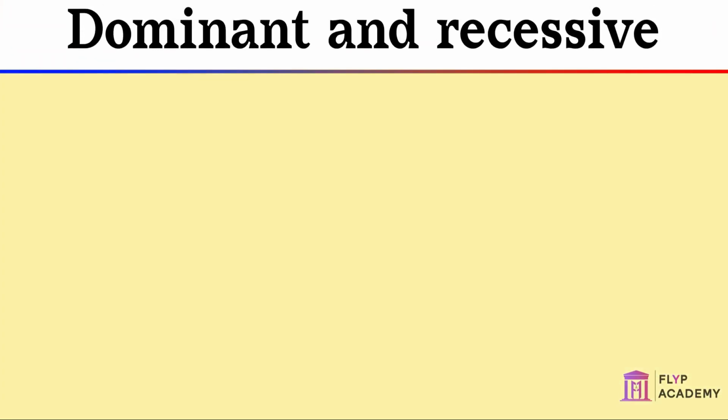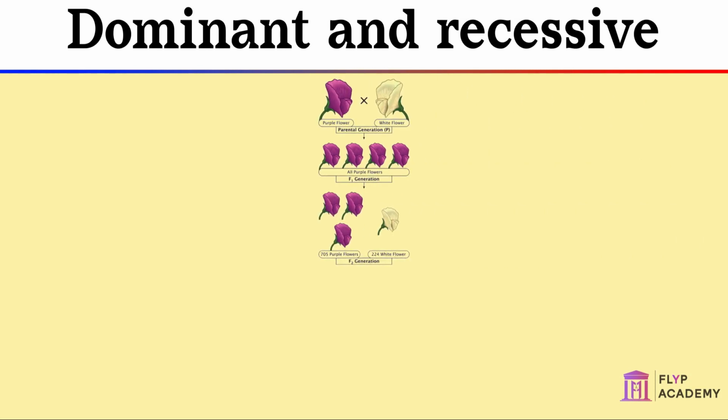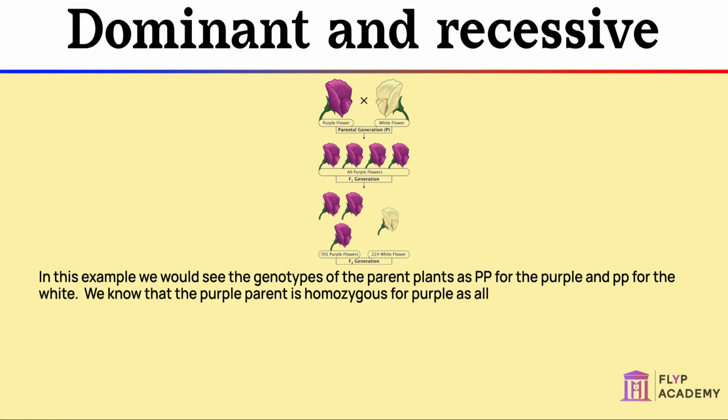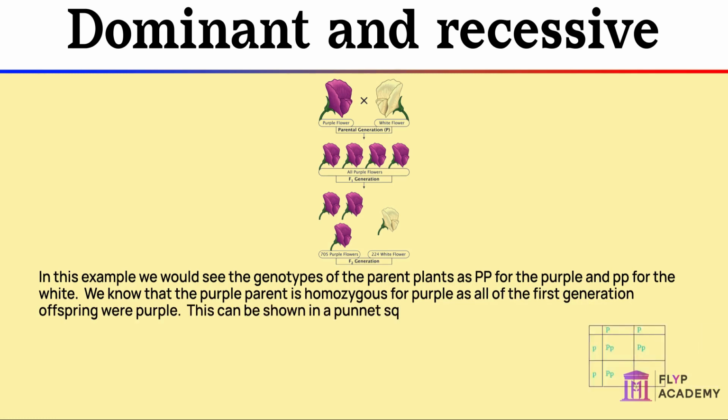We now know that genes are responsible for characteristics, and they come in two forms, dominant and recessive, which interact in the way that Mendel observed. In this example, we would see the genotypes of the parent plants as capital P for the purple and lowercase p for the white. We know that the purple parent is homozygous for purple, as all of the first generation offspring were purple. This can be shown in a Punnett square.